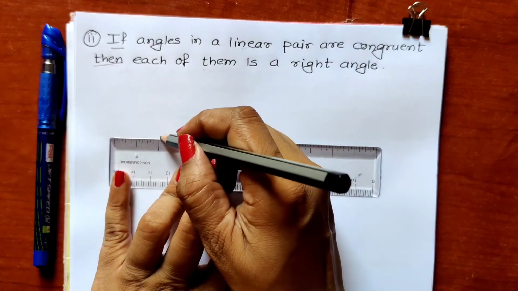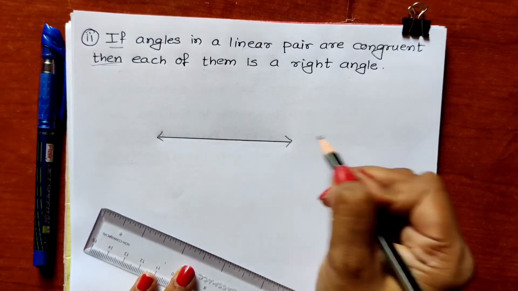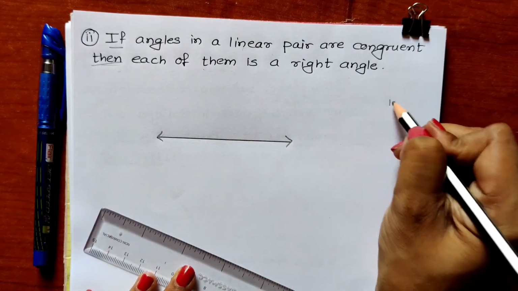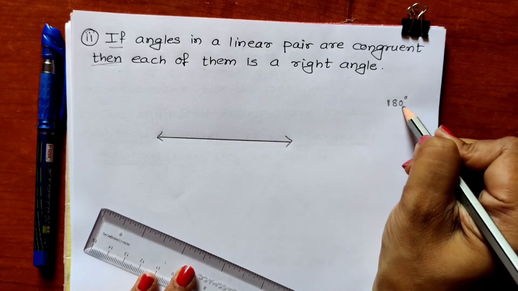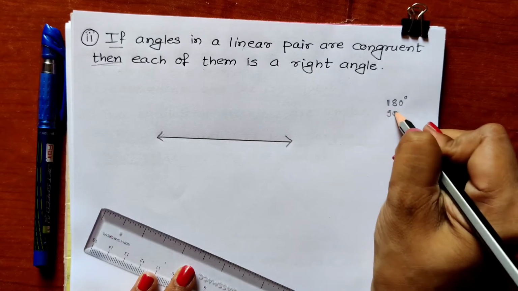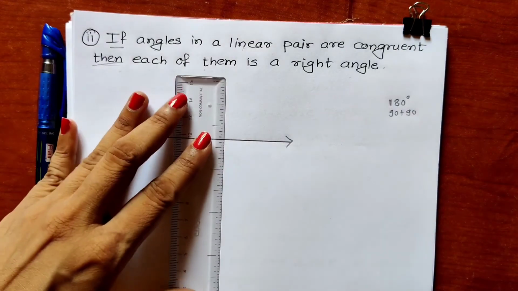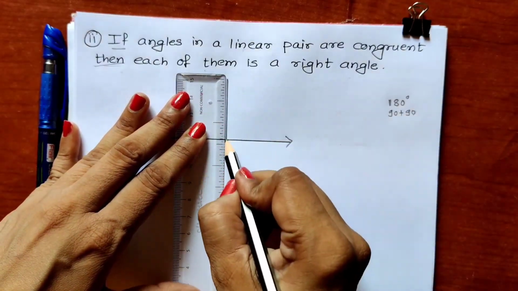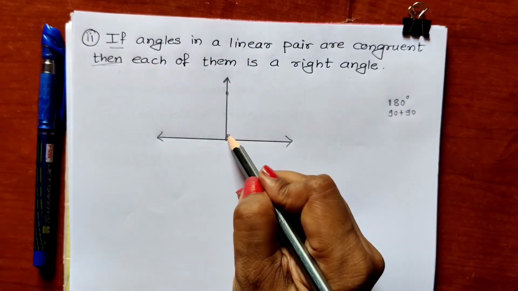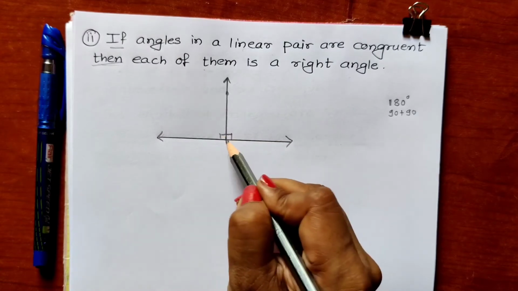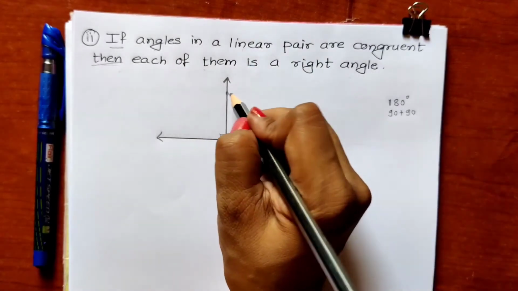In such a way we have to draw angles in a linear pair, and they should be congruent also. We all know angles in a linear pair are supplementary. That means their total is 180 degrees. So if we draw two angles whose total is 180 degrees and they are congruent also, that means each of them should be 90, 90 plus 90, we will get 180. So we have to draw the angle like this. These are the linear pair angles and their sum is 180 degrees. So each of them should be 90 degrees. They should be right angles. So let us give some names to these angles.